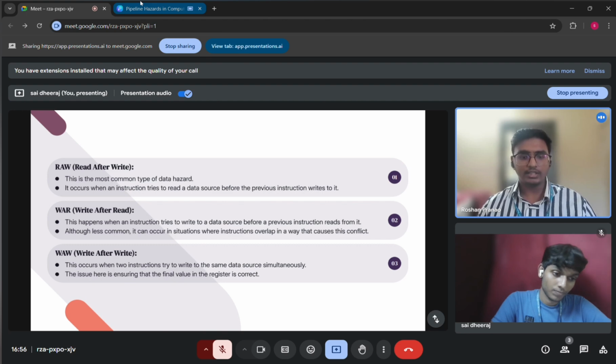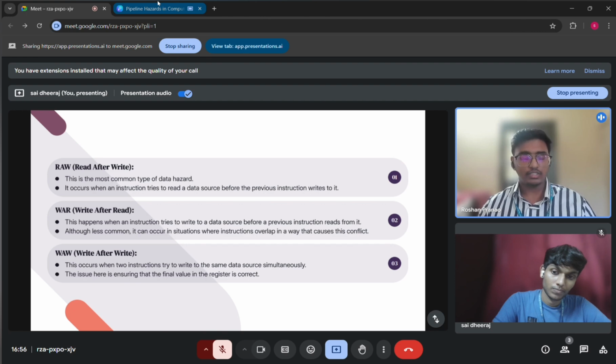So moving on to the third type, the write after write. This occurs when two instructions write to the same location. The challenge here is to ensure that the correct value is written last. So, having a scenario, if instruction A and instruction B are both writing to the same register, the final value must reflect the correct sequence of operations. So here's a brief note about the types of data hazards.